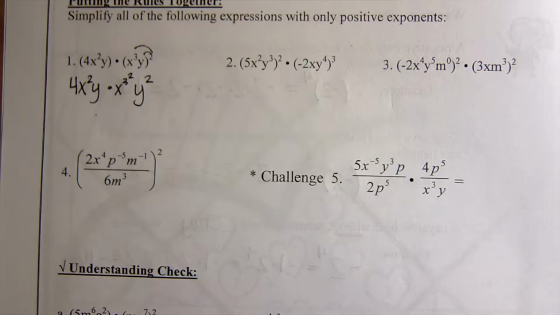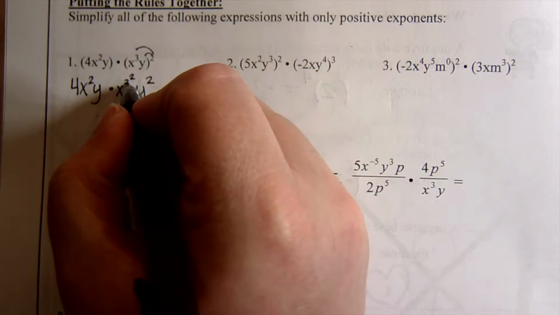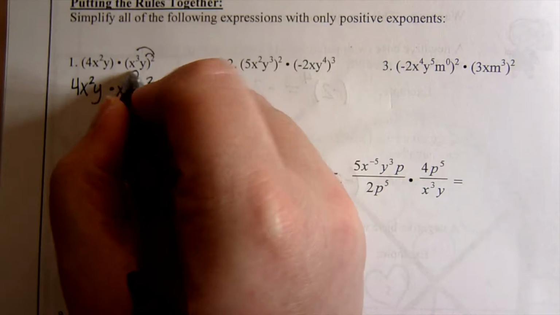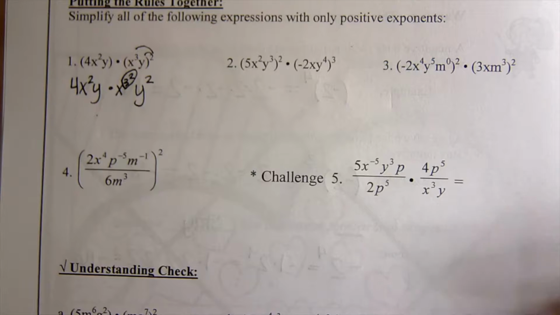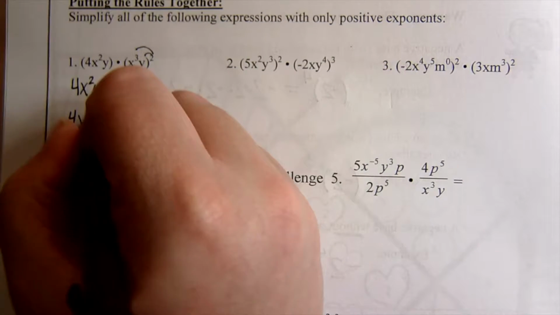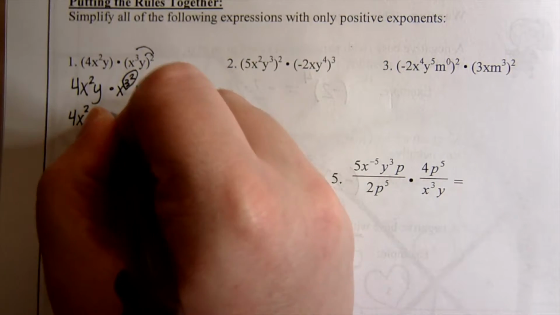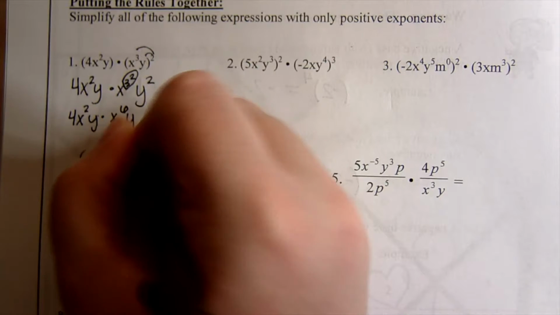Now simplify your power to a power. So I have x cubed squared. When I have a power to a power, what do we do? Multiply. So 4x squared y times x to the 6th power y squared.